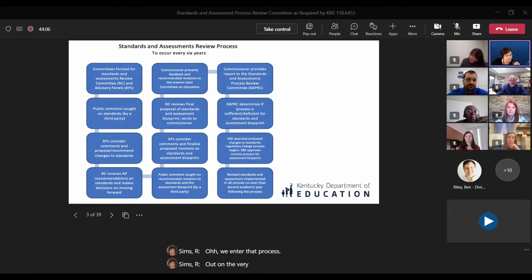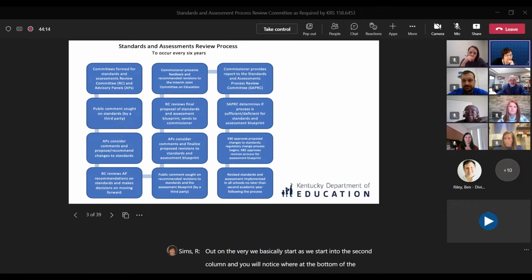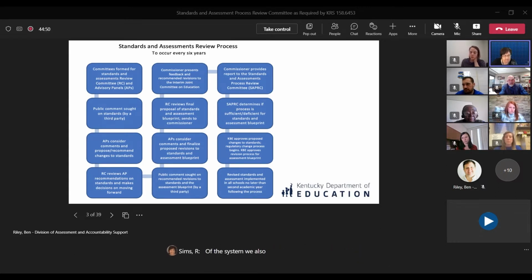basically we start as we start into the second column. And you will notice at the bottom of the second column, assessment blueprint is added by the word standards. And so the very first round of public feedback was only on the standards. Then once the standards start moving forward, we joined the process to also then have the recommendations for the emphasis to be in the test of the academic content of science. And so you can see beginning at the bottom of that second column, that the standards blueprint process became part of the system. We also contracted with AIR to be a third-party check to receive feedback and to put that out for a survey result.